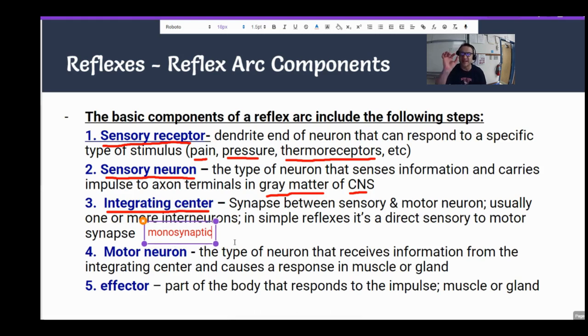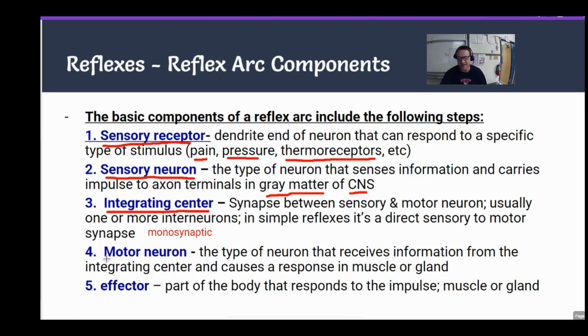And if there are one or more interneurons in between the sensory and motor neurons, remember that's called polysynaptic because there's more than one synapse. Monosynaptic means one synapse. And then the interneuron is going to stimulate the motor neuron.